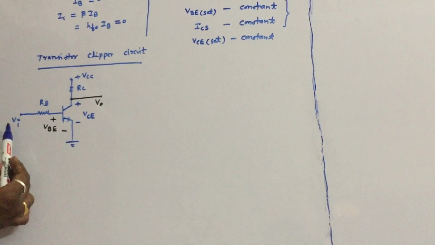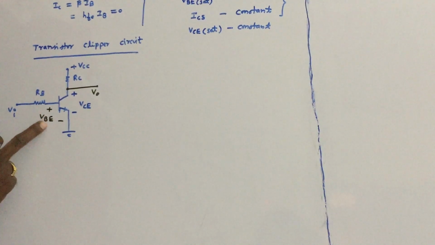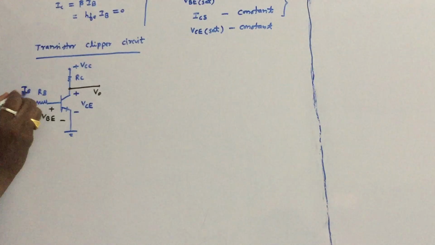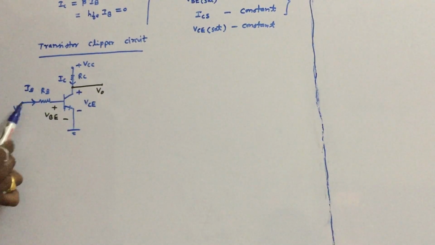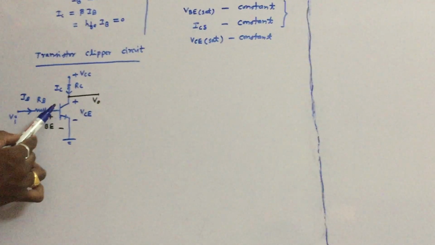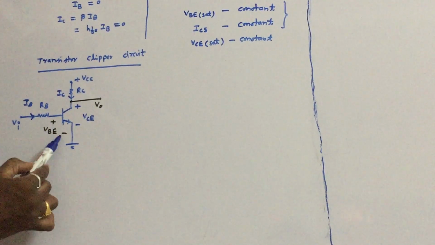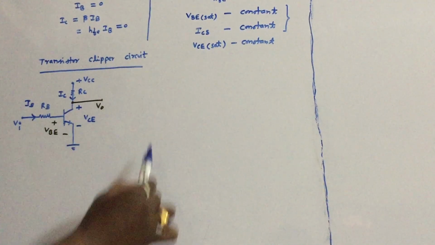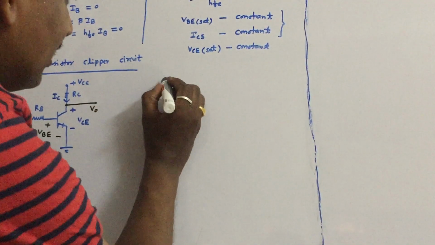Now coming to the transistor clipper circuit, we take 2 cases when a ramp input is applied. What happens to the base to emitter voltage, the base current IB, and the collector current IC? That is what we are going to see in this circuit. When we apply a ramp input voltage such that it takes the transistor from cutoff region to active region and active region to saturation region, what is the waveform of VBE, the base current, and the collector current? That is what we have to draw. Let us do that.